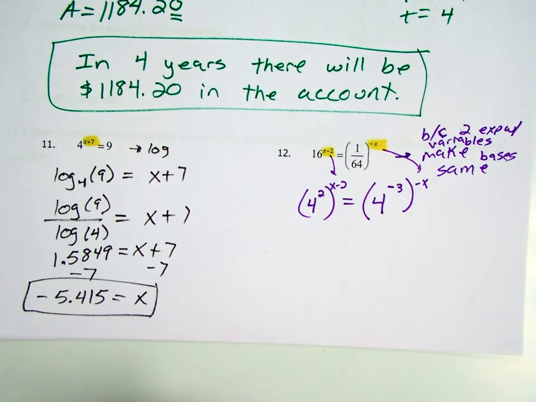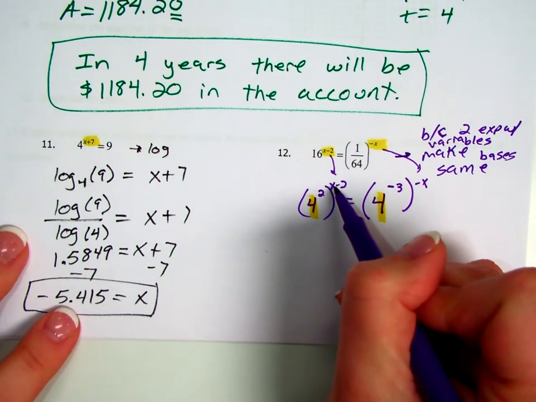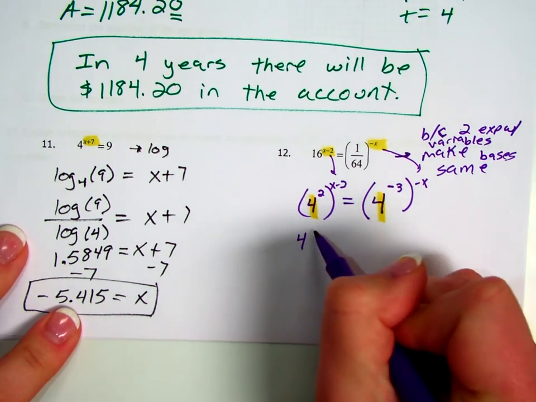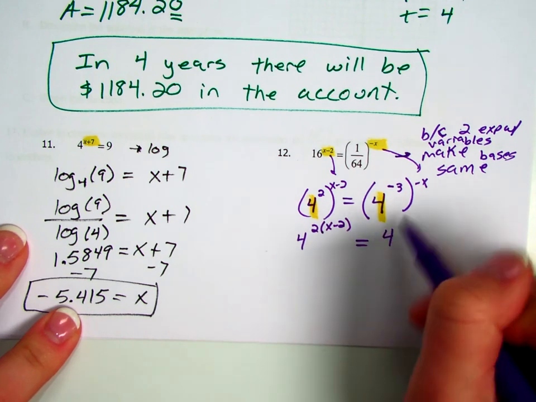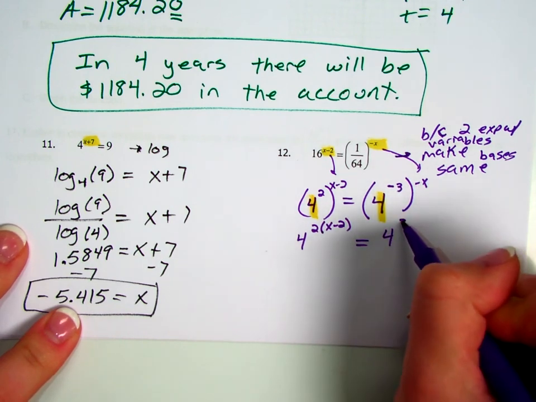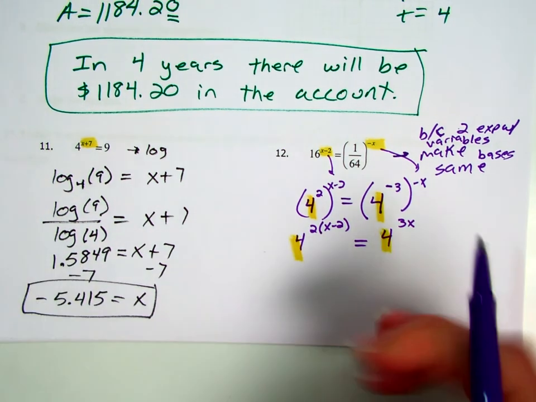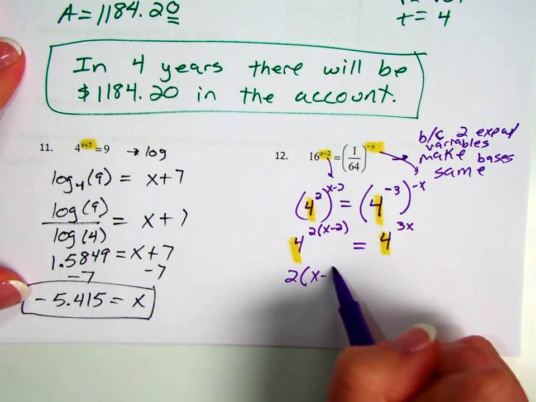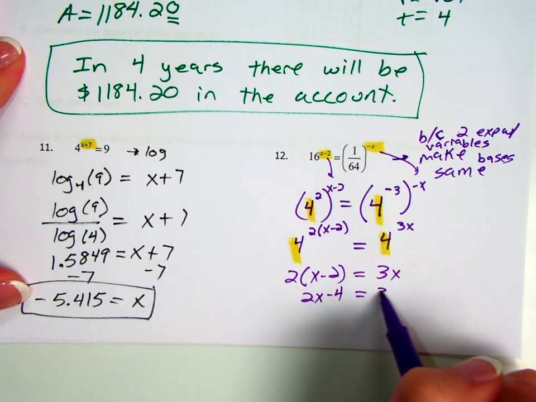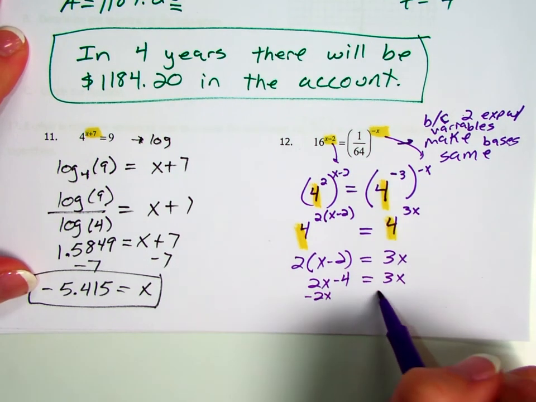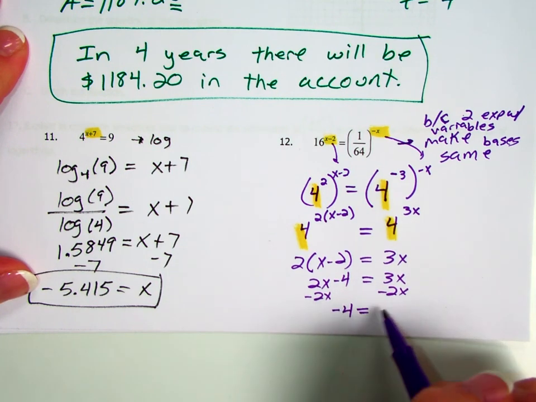Now that we have our bases the same, we can set our exponents equal. But remember, an exponent to an exponent means we're multiplying, so this is really 4 to the 2 times x minus 2 equals 4 to the negative 3 times negative x, which would be 3x. So bases are the same. We set them equal to say 2 times x minus 2 equals 3x. So that'd be 2x minus 4 equals 3x. Subtract our 2x. And we get negative 4 equals x.